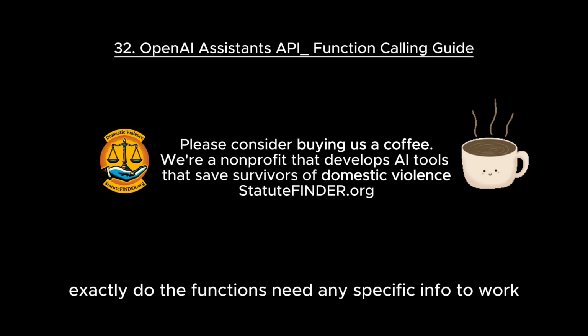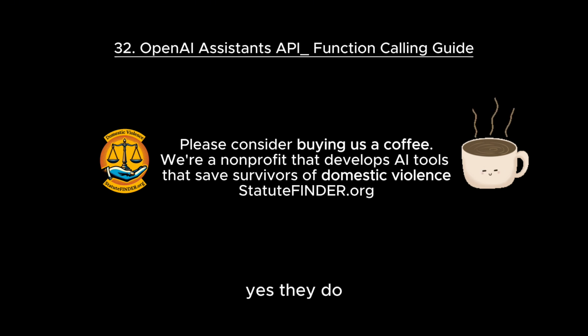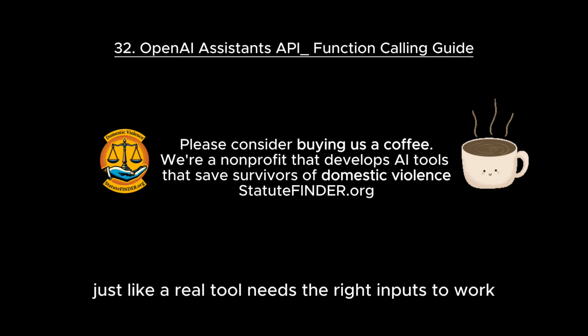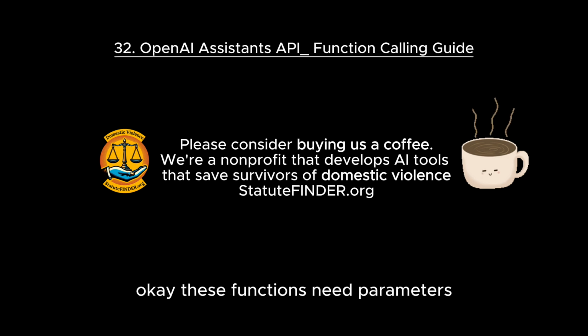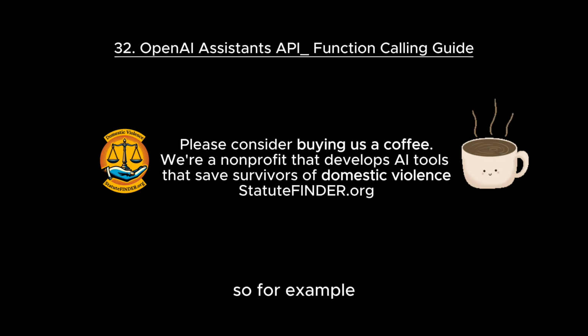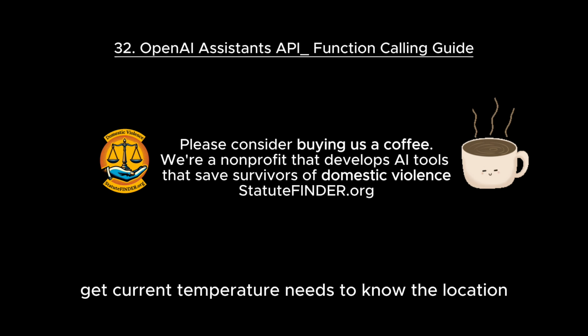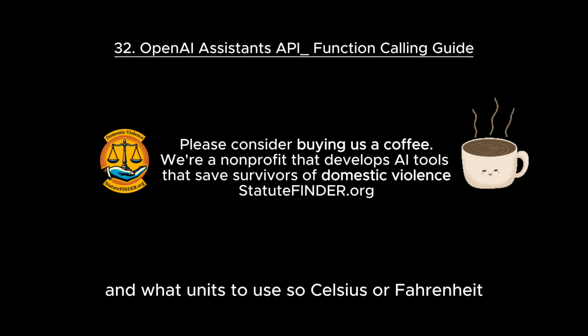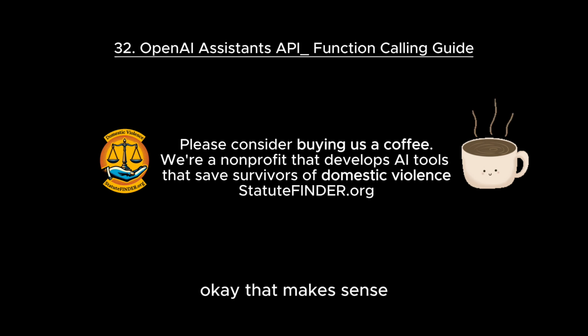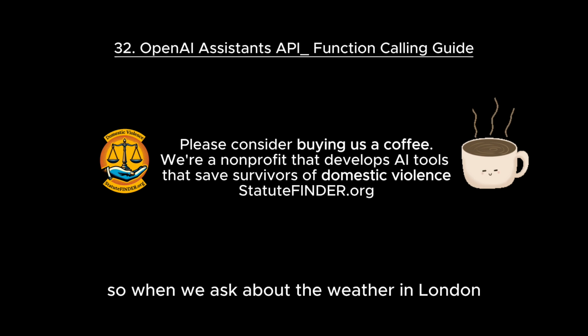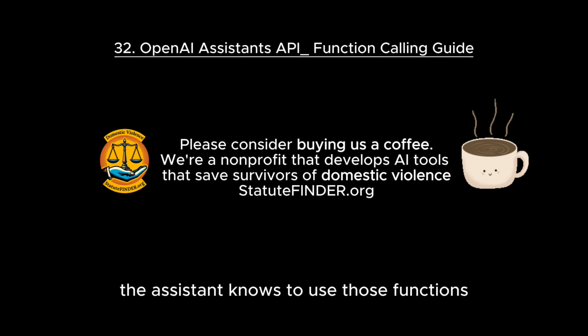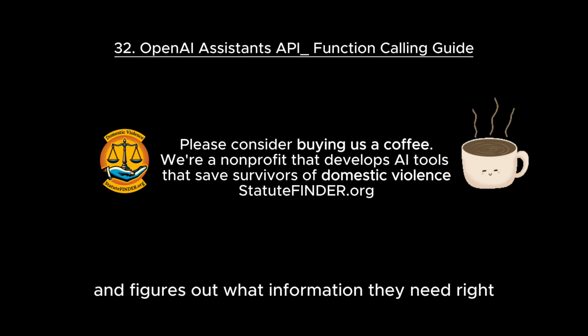Do the functions need any specific info to work? Yes, they do, just like a real tool needs the right inputs to work. These functions need parameters. So, for example, getCurrentTemperature needs to know the location and what units to use, so Celsius or Fahrenheit. Okay, that makes sense. So when we ask about the weather in London, the assistant knows to use those functions and figures out what information they need.